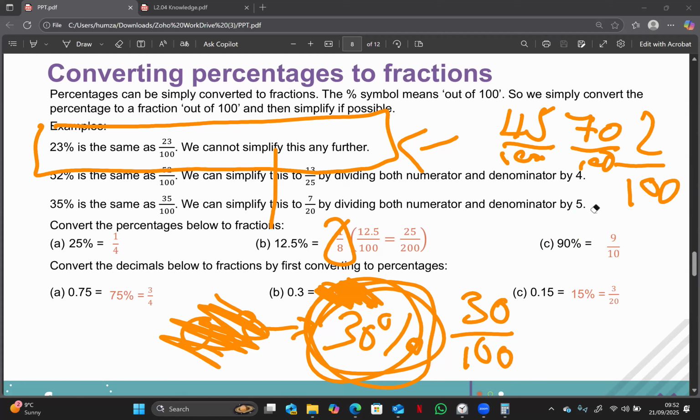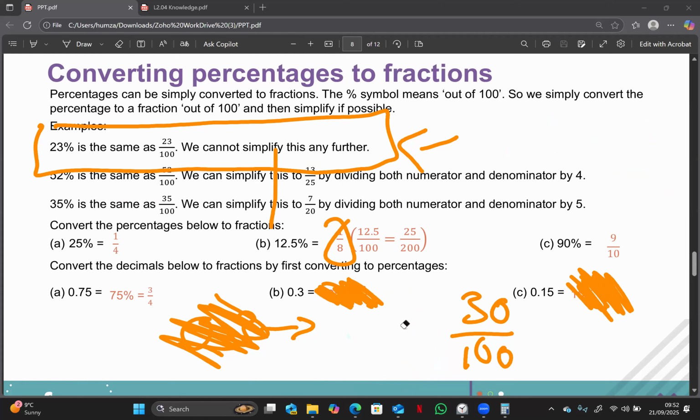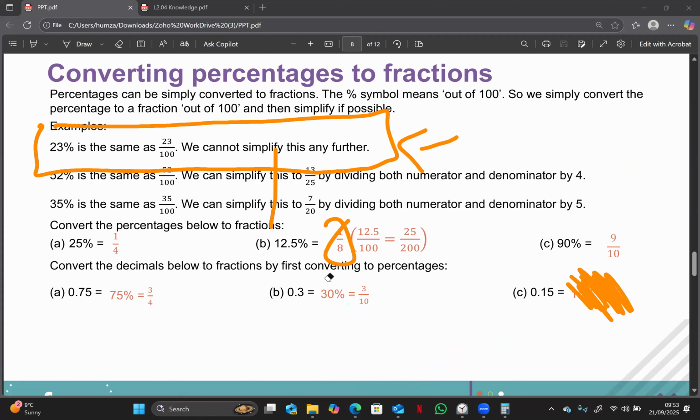How did you get that? 3 over 10. 30 over 100, not times, divided by 10. Exactly. 10 goes into 30 three times and into 100 ten times, so it will be 3 over 10. Do you understand that, Daniela? Yes. Okay, cool. 3 over 10.